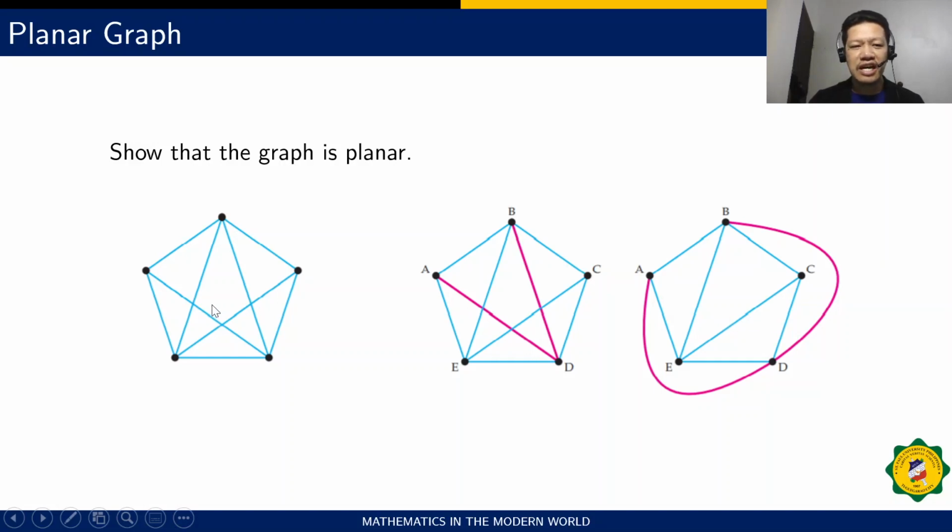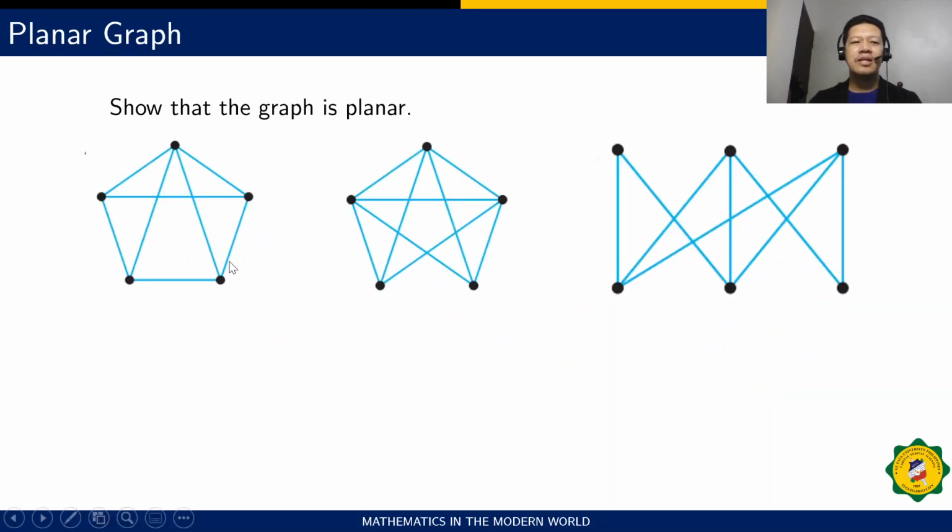Therefore, the original graph here is called planar because there is an equivalent graph that we can draw without overlapping or intersecting lines. So the given graph is actually a planar graph. That's the meaning of planar. Okay, so let's try some other figures here.